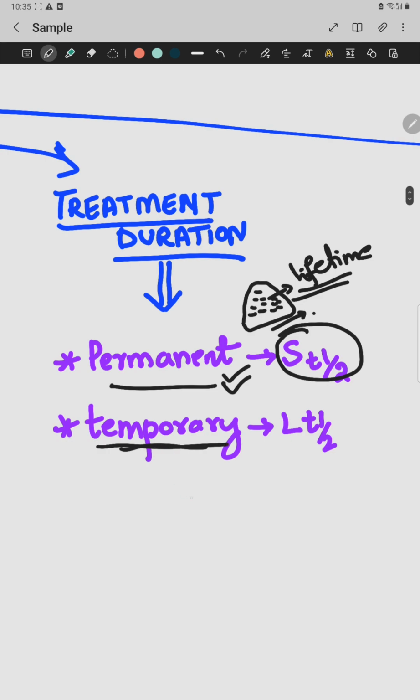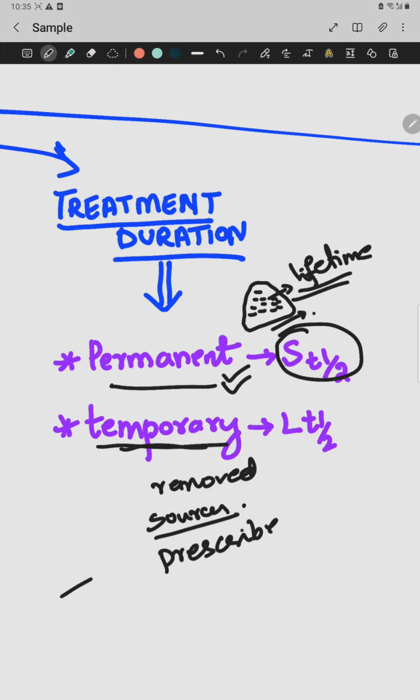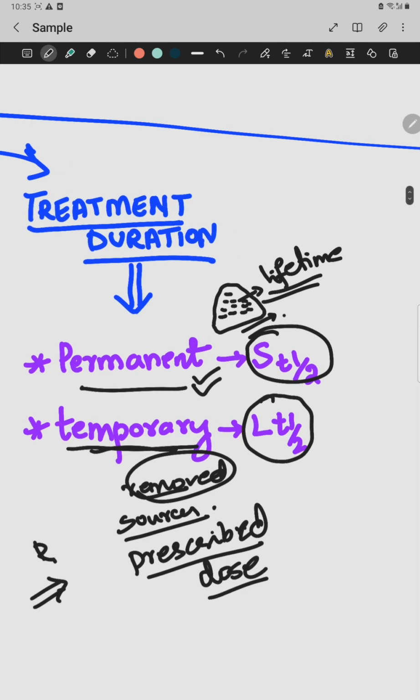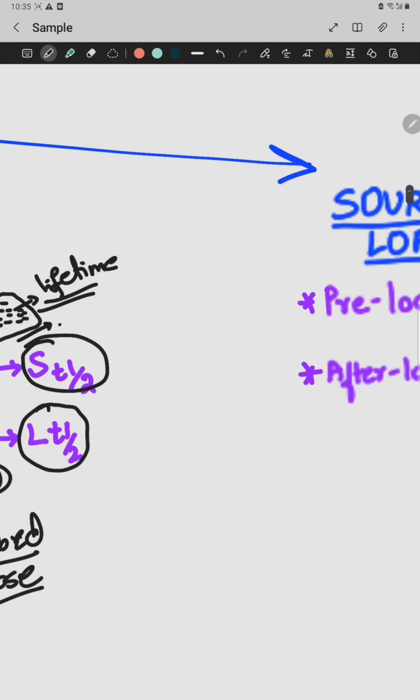And temporary is where you will remove the sources that you have kept in the patient after a prescribed dose is reached. You want a certain prescribed dose to be delivered to a patient. The patient will be in the hospital. Once this prescribed dose is reached, then you will remove the applicator or the source. The sources for this usually have long half-lives.